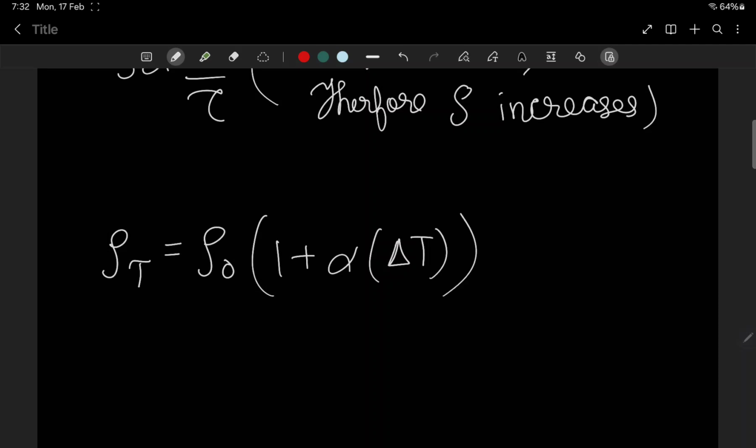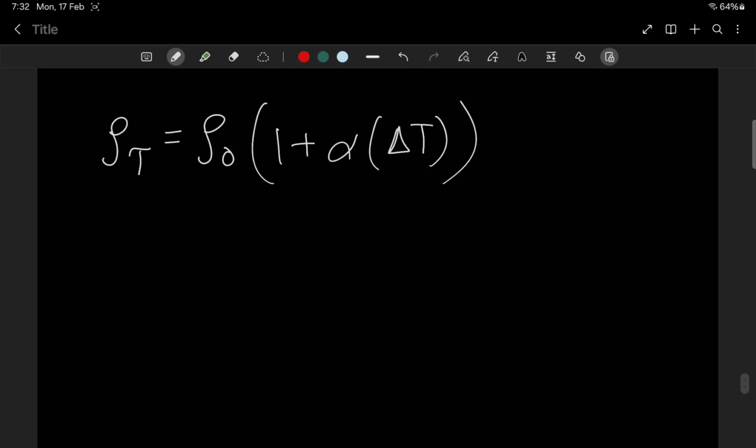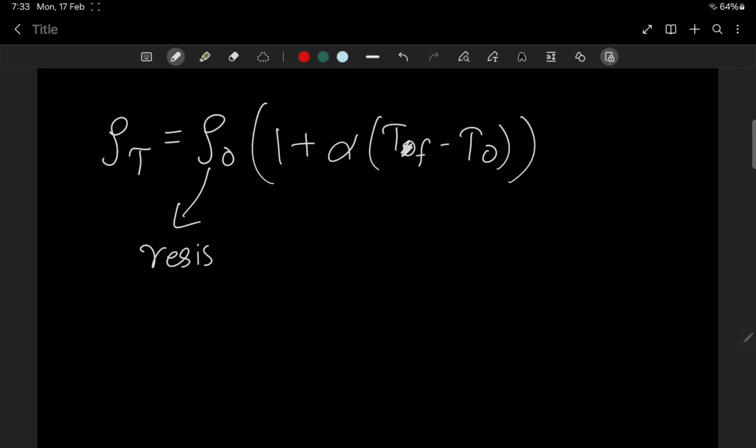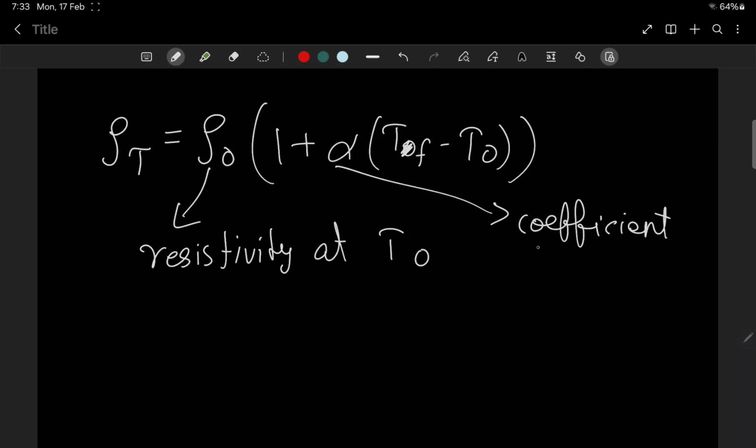Where rho naught is the resistivity. Now we will write it in a more specified way, so it's easy to tell. Delta T means T final minus T initial. So this rho naught is resistivity at T naught, and alpha is the temperature coefficient of resistance.